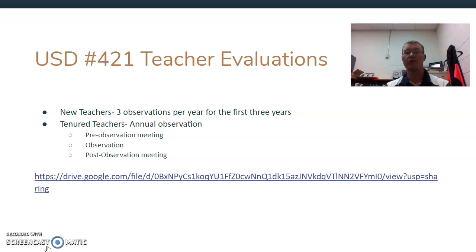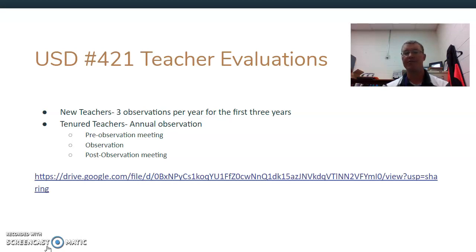Here at USD 421, we go along with the framework model. New teachers have 3 observations per year for the first 3 years. Tenured teachers have an annual observation, and that's a requirement throughout the district. I went ahead and included a link to our evaluation system.